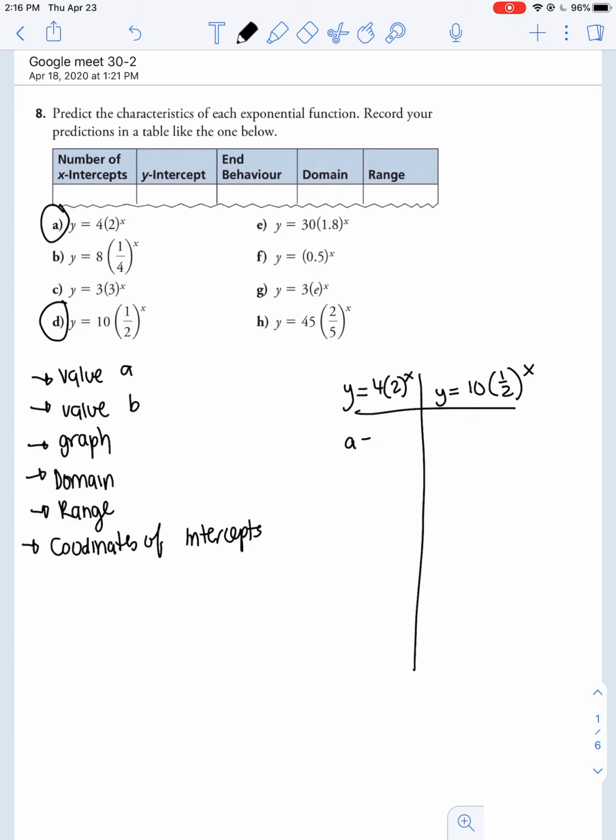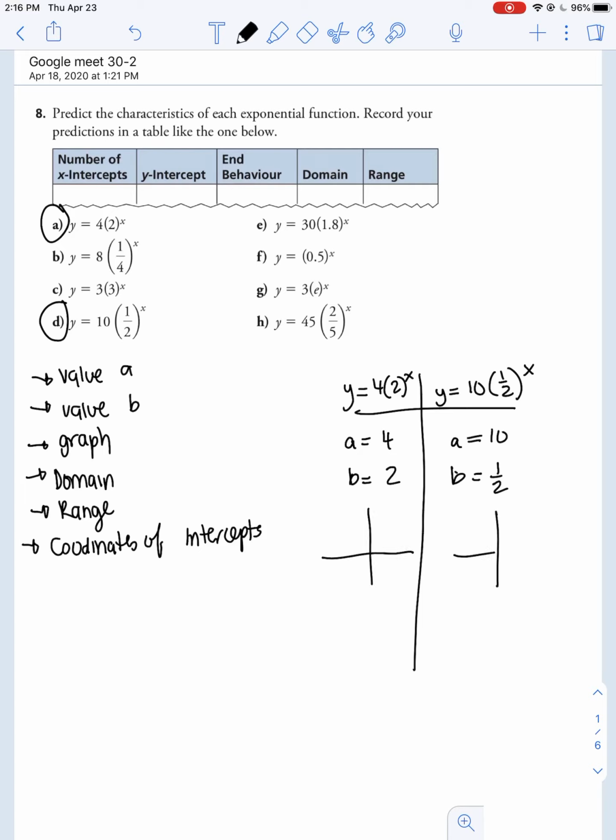For the first one, the value of A is 4, and for the second one, the value of A is 10. That's the coefficient that comes in front of your base. B is your base, the value that is attached to that variable or exponent x. So 2 is your B value, and here your B value is 1/2.